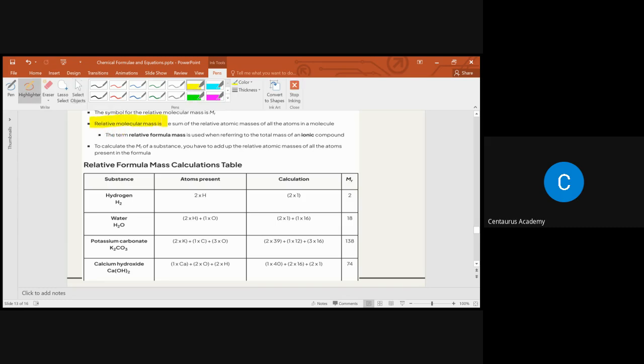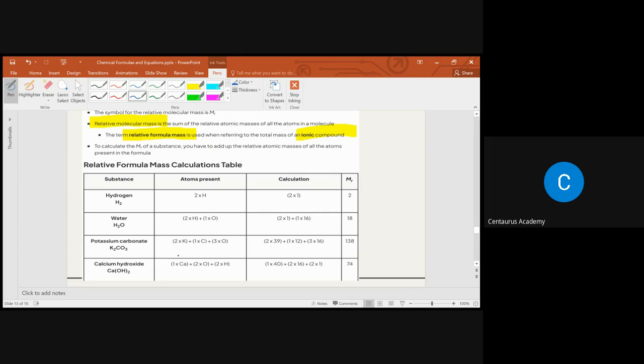But this terminology is different whenever an ionic compound is given to you. For an ionic compound, it has to be the relative formula mass. Why? Because there are formula units comprising this ionic compound. So only the terminology is different. For ionic compounds, it is relative formula mass. For covalent compounds, it is relative molecular mass. However, the calculation is the same for any of these. Whenever we have to calculate the Mr, the relative molecular mass, it is basically the sum of the Ar of all the atoms present in that particular compound.